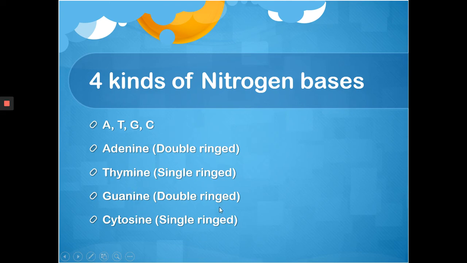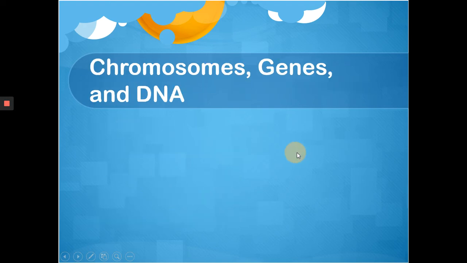This single ringed and double ringed, pyrimidine, not really important for anything that we're going to do. You'll get more into that with biology, but it basically helps you understand how they bond together: a double ring to a single ring, and a double to single.